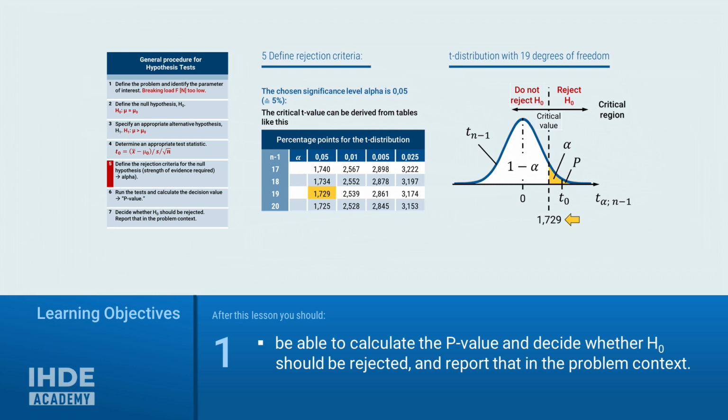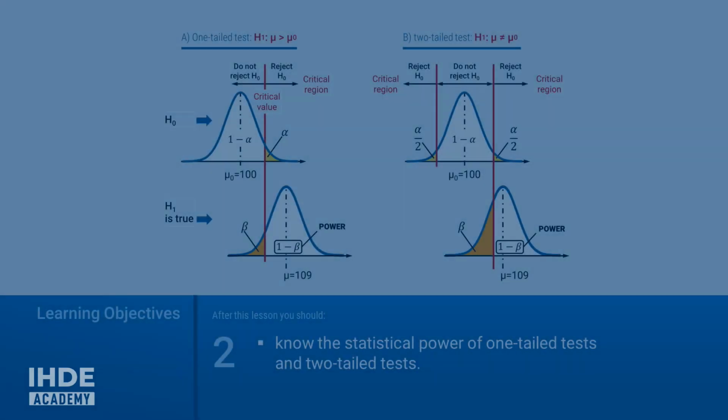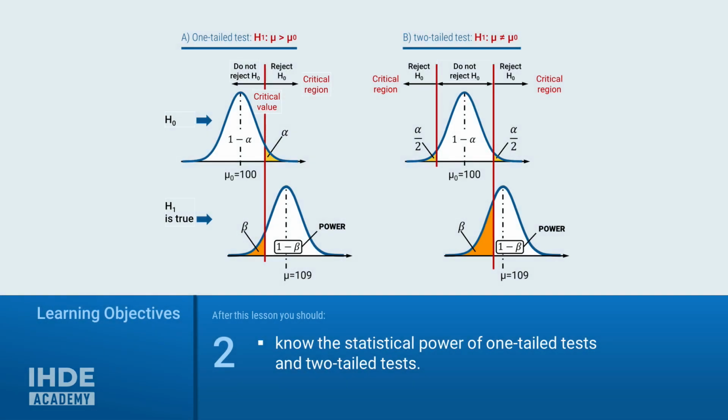First, following the procedure for a hypothesis test, you should be able to calculate the p-value. Based on this p-value, you should then be able to decide whether or not to reject a null hypothesis. You should also know the effect on statistical power when a one-tailed test is used instead of a two-tailed test.